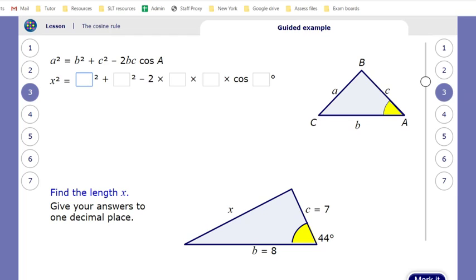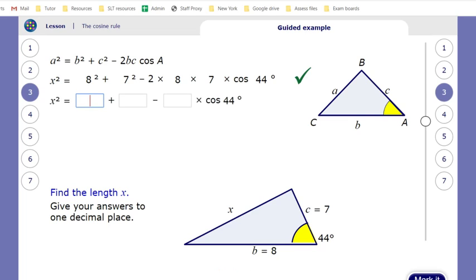Right then, if we start by filling in our values, so our b squared is going to be 8 squared plus 7 squared minus 2 times 8 times 7 times cos of 44. So we would need to make sure that we've labelled our 44 down here as our capital A to help us work out our missing side x. We would then need to try and simplify that as much as possible. So our 8 squared is going to give us 64. Our 7 squared is going to give us 49. Our 2 times 8 times 7 will give us 112. So we can tidy it up like that one.